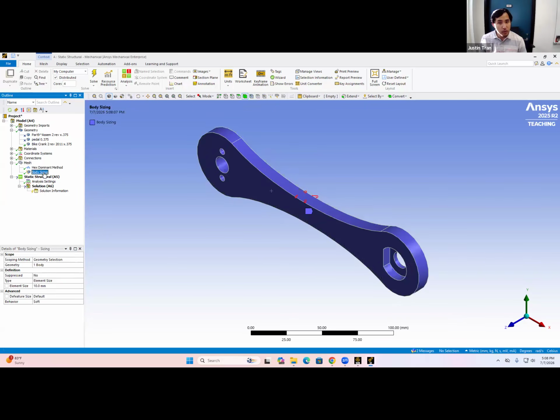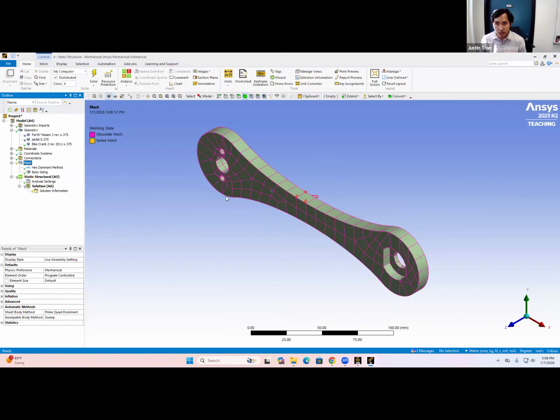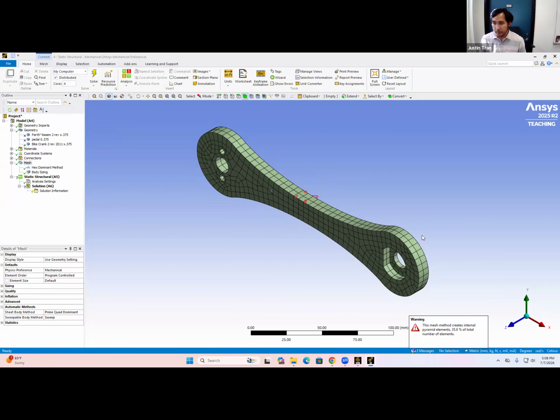And the more, the better. The more elements you have through the thickness, the better quality your mesh and your solution is going to have. So let me switch it back to 5 millimeters. You can see here that now we have two elements through the thickness, which is much better.